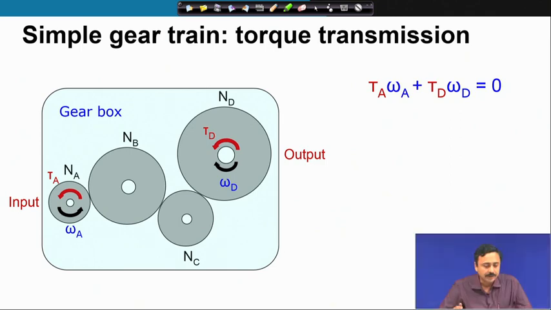Let us now look at the torque transmission ratio for a simple gear train. Here I have also introduced the gear box. The reason for this will become clear very soon. Now, from the power balance, which we have been using and have used previously to calculate the force transmission, here I am using the power balance equation. So, the net rate of work done on the system is 0.